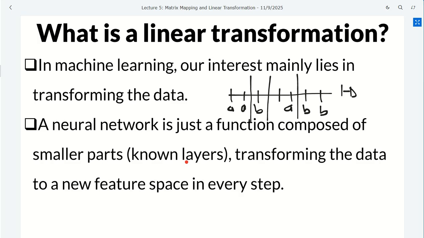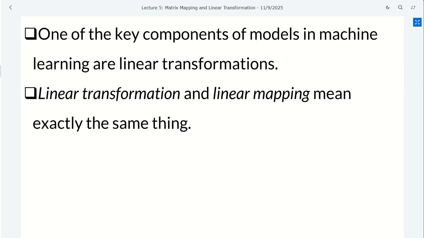As I said last time, if you don't understand the math behind this, anytime you are doing some of these things, your focus mostly is the coding. But when you understand the math behind this, then you begin to appreciate it. Now, one of the key components of models in machine learning is linear transformation. As we said, we are transforming from one space to another. Linear transformation and linear mapping are the same thing. So here's somebody talking about linear mapping, which is the same as linear transformation.